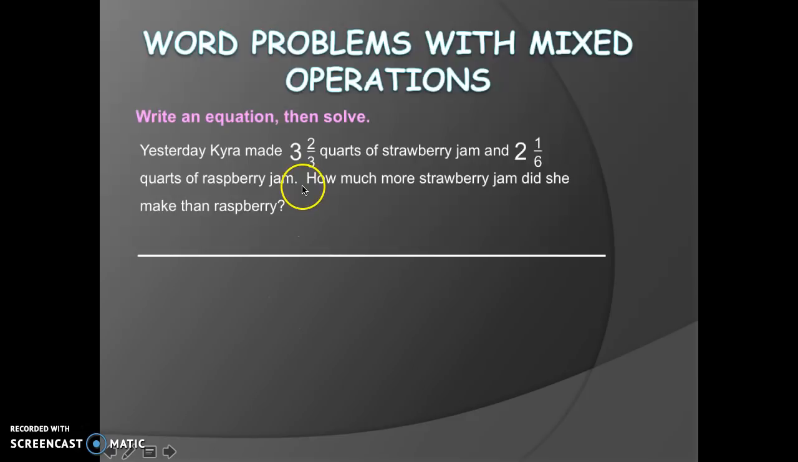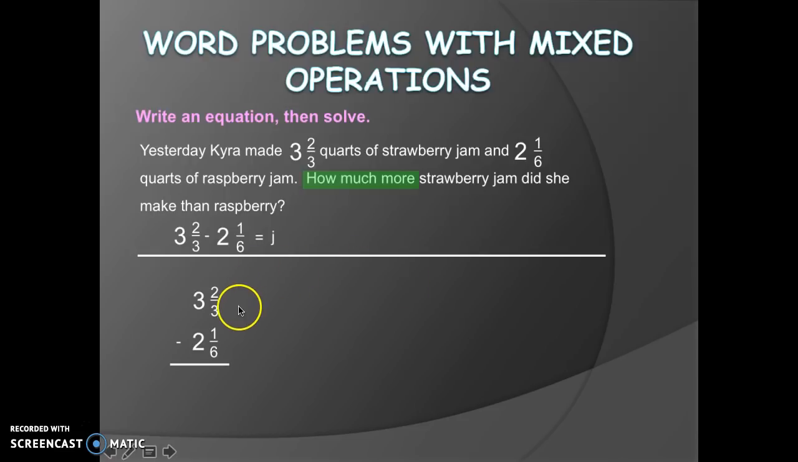Yesterday, Kyra made 3 2/3 quarts of strawberry jam and 2 1/6 quarts of raspberry jam. How much more strawberry jam did she make than raspberry? It doesn't say how much altogether, it says how much more. So we need to compare these two amounts and figure out the difference between the two. I'm going to start with my 3 2/3. I'm going to have to subtract 2 1/6 to find out how much more I have of the strawberry. J equals how much strawberry jam.